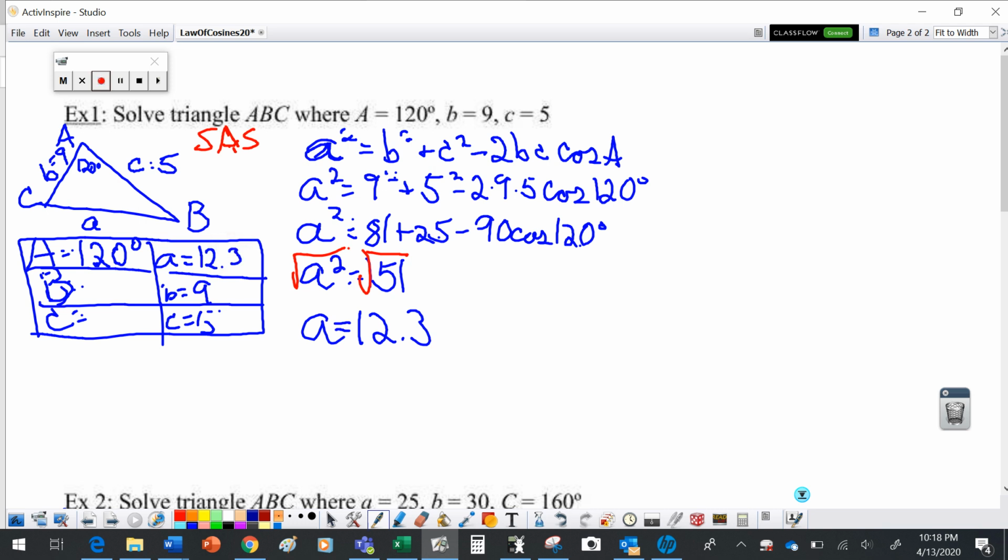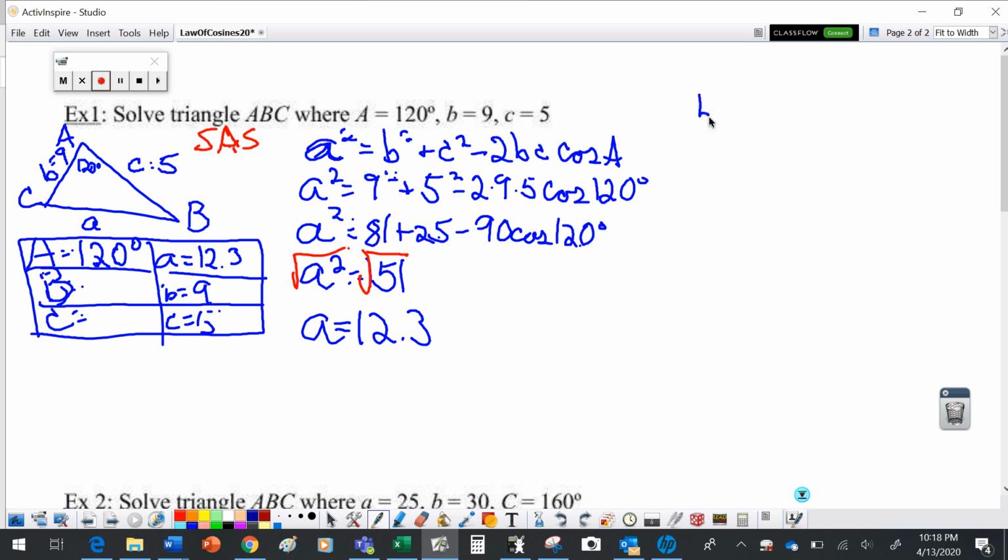Now, once we have a pair of opposite measures, like we do right here in angle A and side A, we can shift over to the law of sines. Law of cosines is a very messy formula. I'd rather not do that any more times than I have to. So instead, once we have a pair of opposite measures, we shift over to the law of sines. So if I want to find angle B now, I'll say that side, still on my highlighter. There we go.